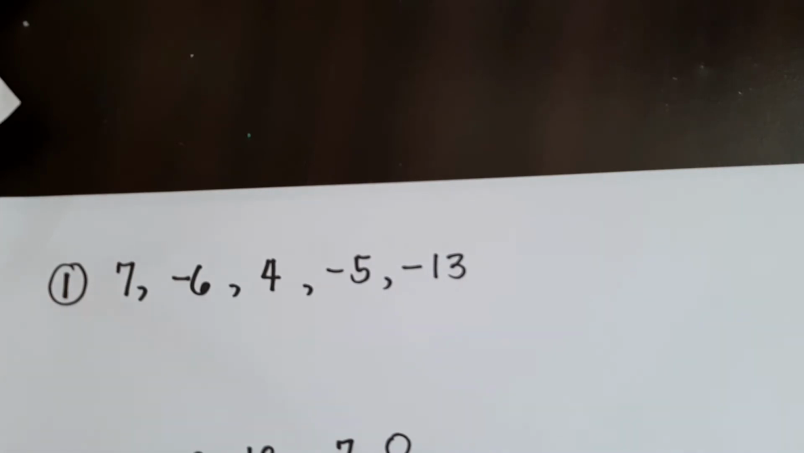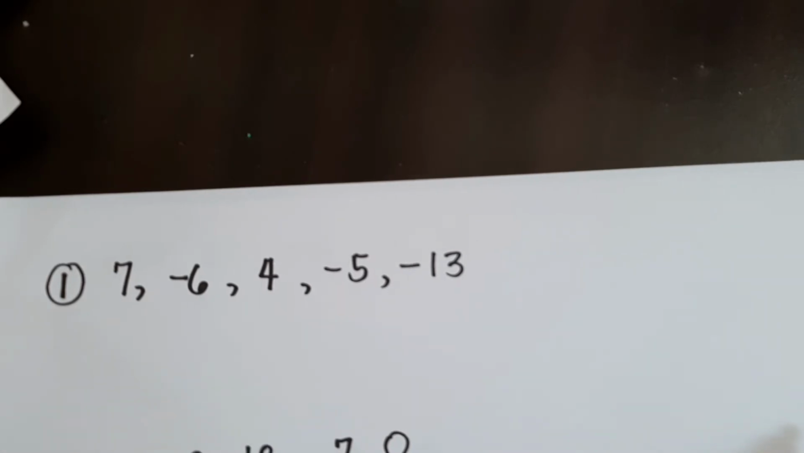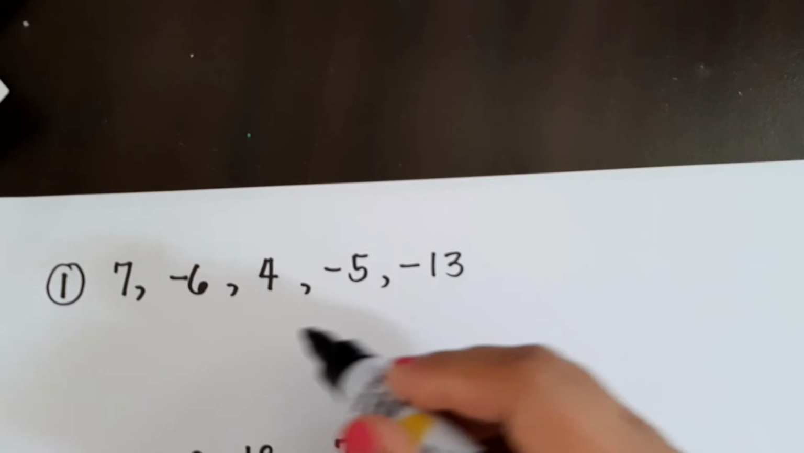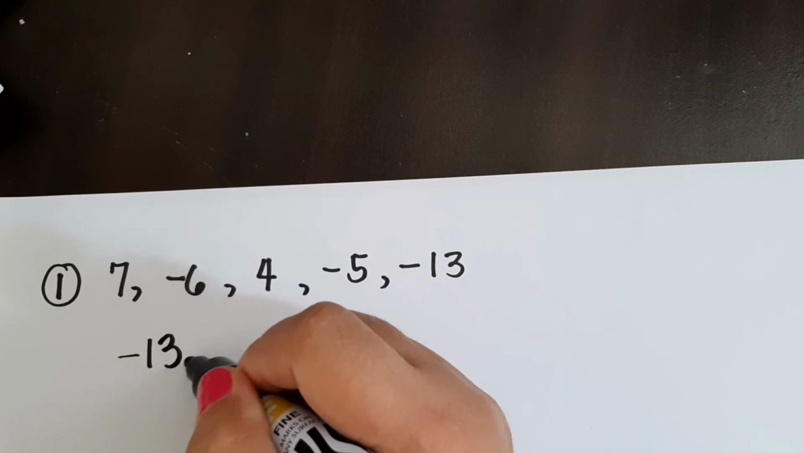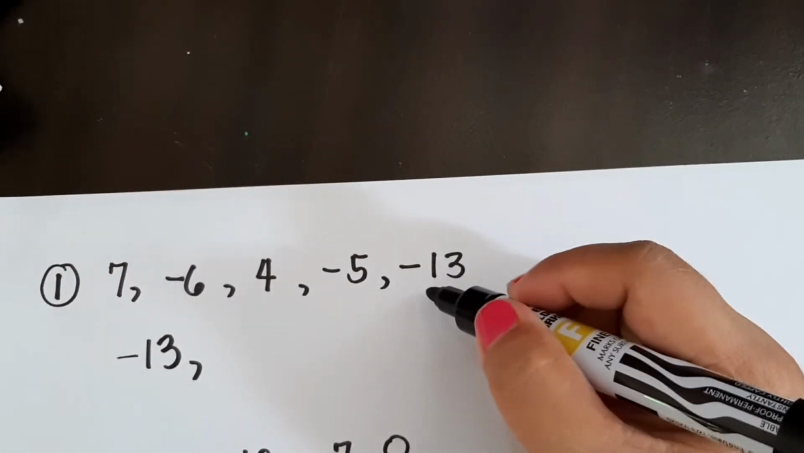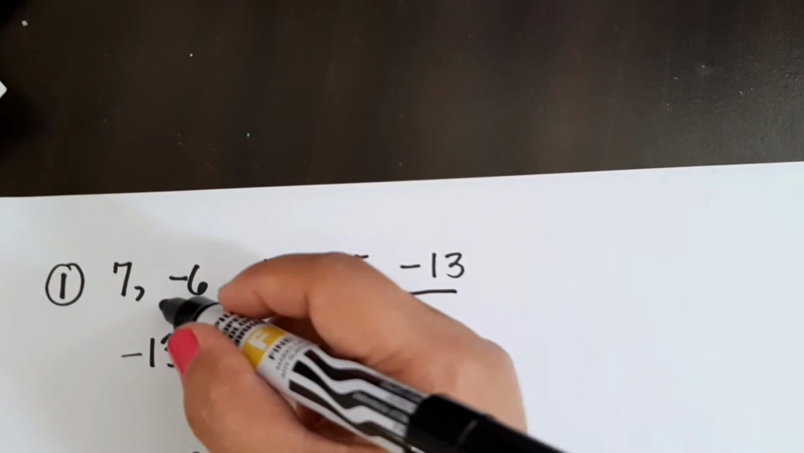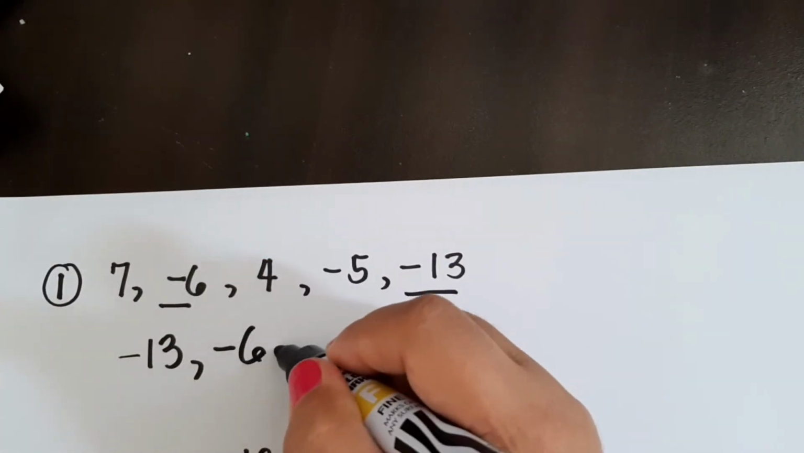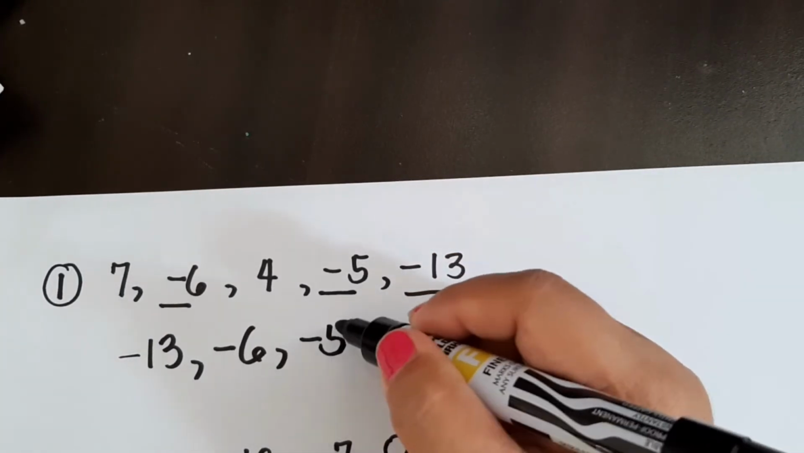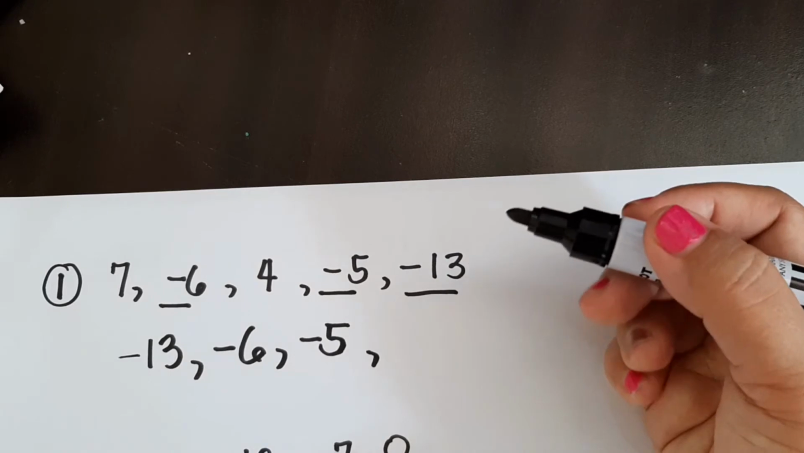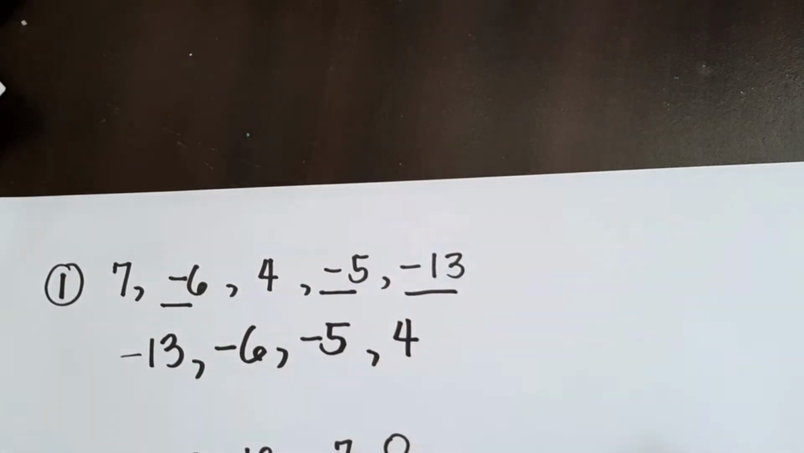Suppose you're going to arrange these numbers, which are the numbers in number 1, into ascending order or from lowest to highest. So, what would be the first one? Okay, so yung pinakamataas na negative number, siya yung pinakamababa sa group na ito. So, we have negative 13. Okay, so next na mababa ay negative 6. Next na mababa ay negative 5. And then, the highest is positive 4. Okay?